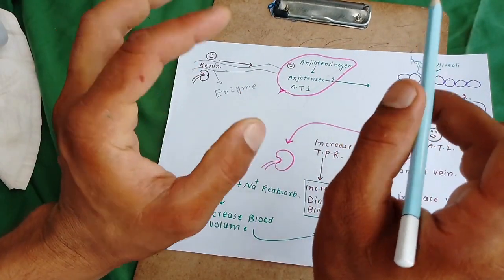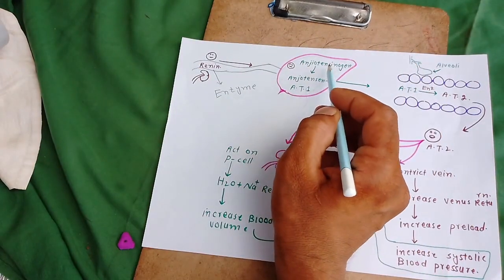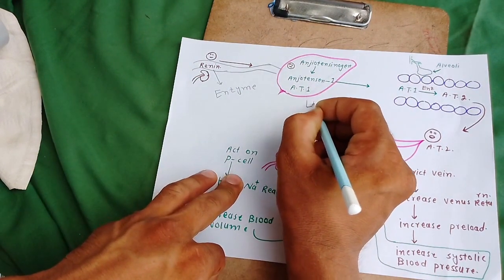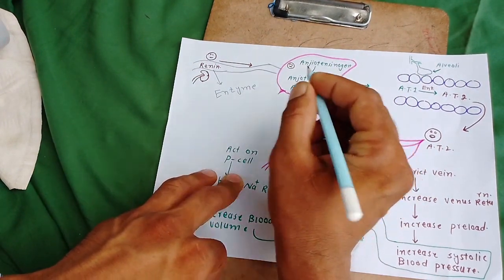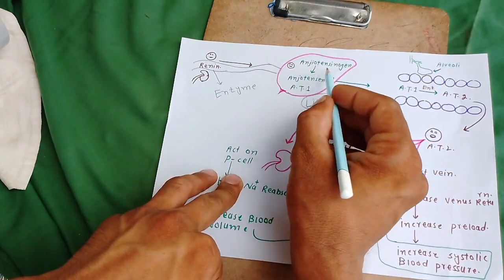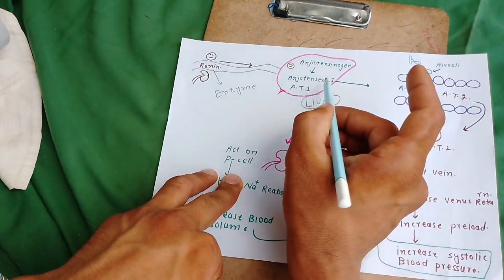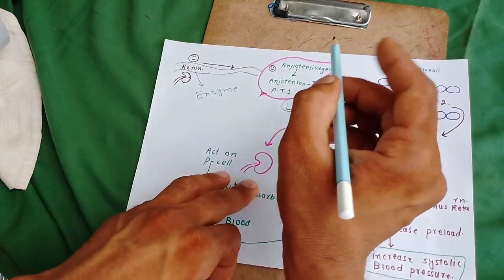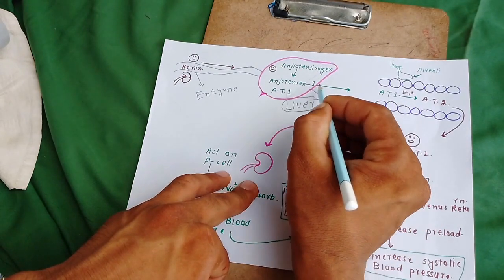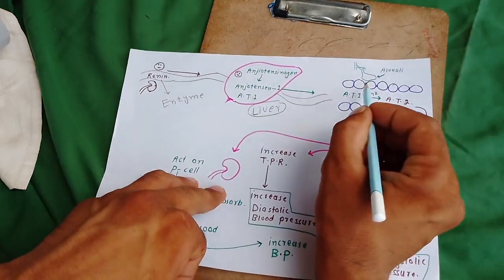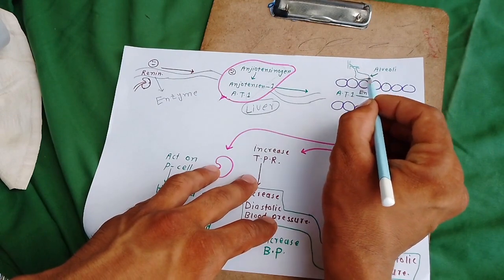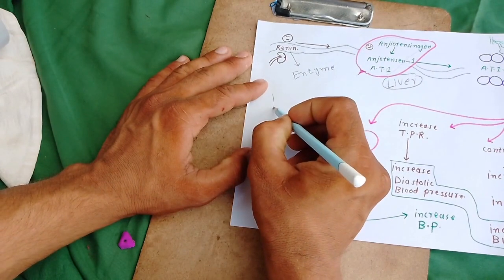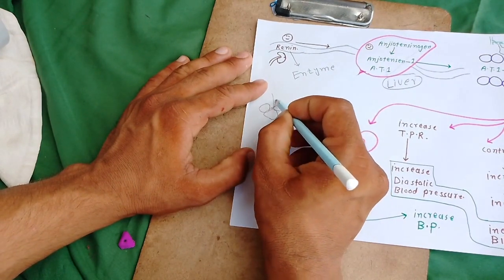In the liver there is a protein called angiotensinogen. This is the liver. The enzyme renin converts the angiotensinogen into angiotensin 1. Then the angiotensin 1 is carried through the blood vessel to the lung. These are the alveoli, and there are many alveoli.